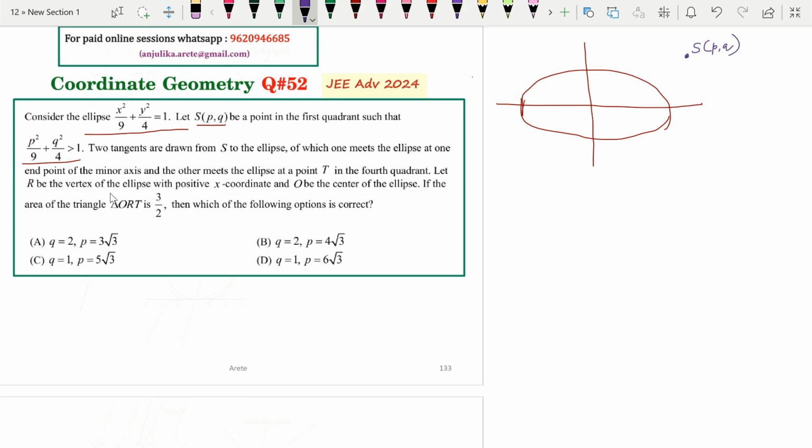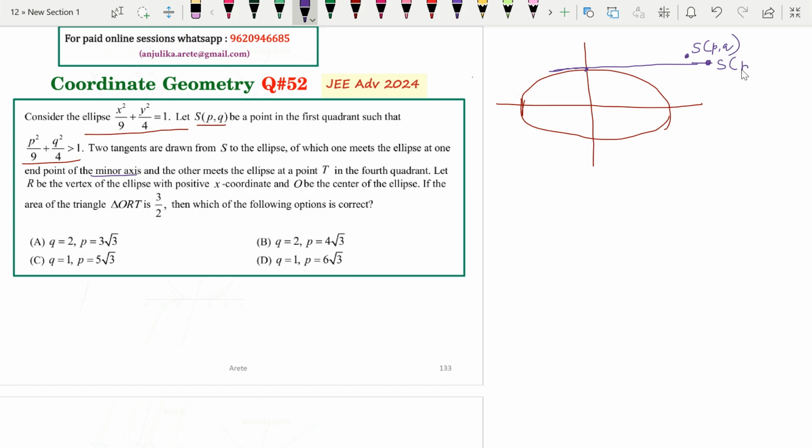Now let's read more. Two tangents are drawn from S to the ellipse, one of which meets the ellipse at the endpoint of the minor axis. So one of the tangents is meeting here. What does that mean? What do you conclude? That the tangent is a horizontal line, correct? That's what you conclude. That means your S should be on this line.